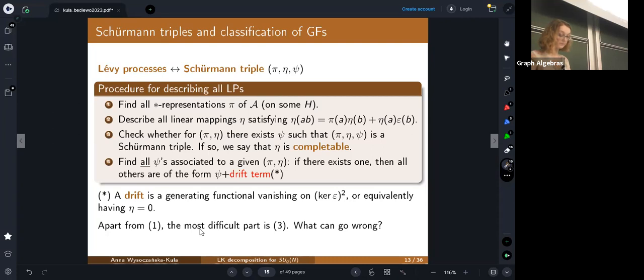Sorry, who came up with this name, drift? This again comes from the classical case. So this is this kind of deterministic part. Yes. But he or she must have been a very good driver.